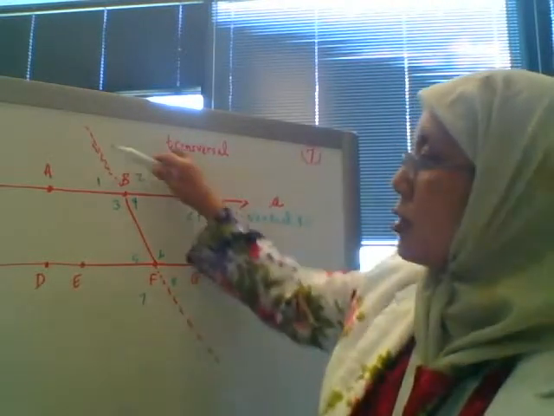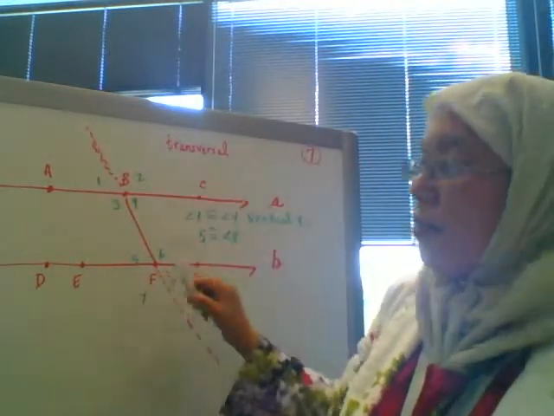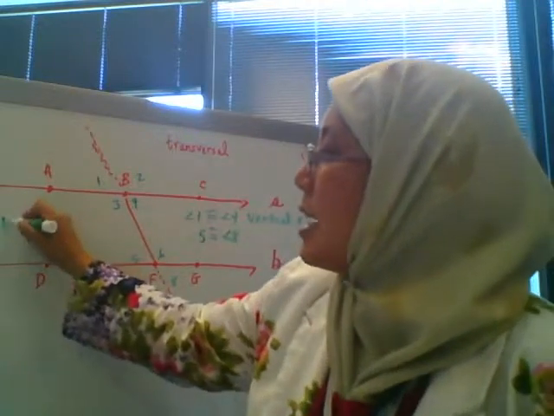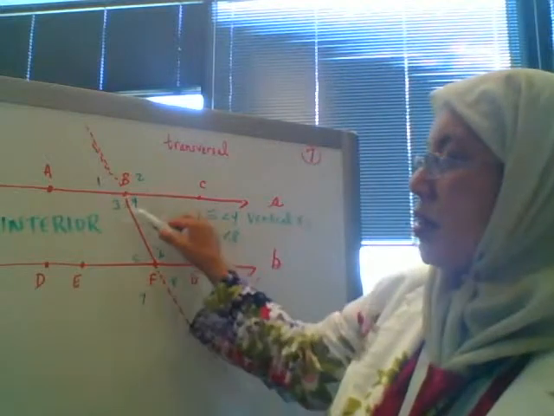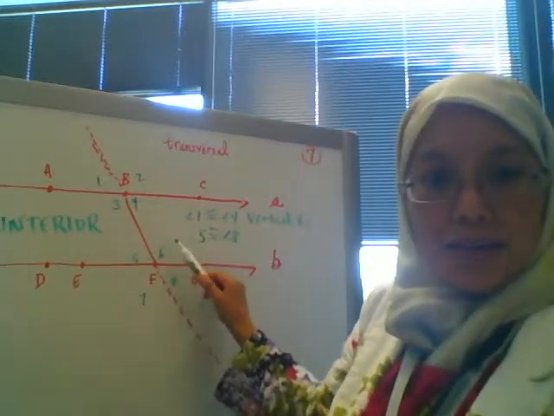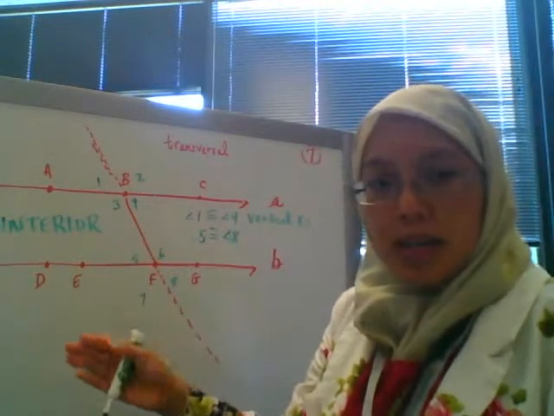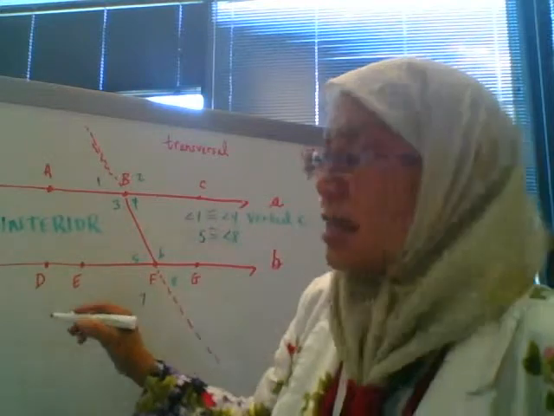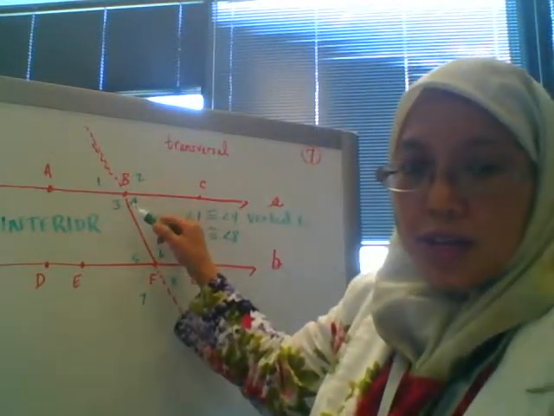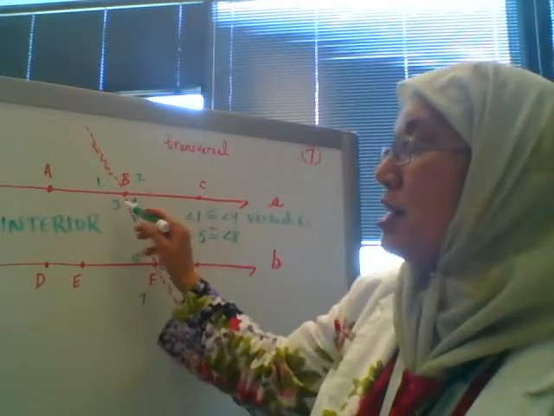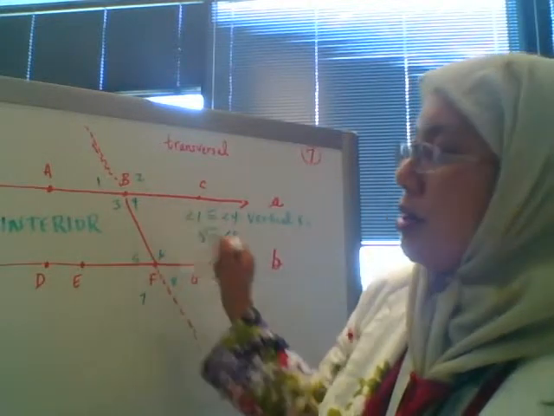We have exterior angles, being outside, and interior angles, being inside. We're going to focus on those. Your interior angles here are 3, 4, 5, and 6. So we can establish alternating interior angles, things that alternate so they're not next to each other, because 3 and 4 are next to each other. They're interior, but they're not equal to each other. Angle 3 is obtuse compared to angle 4.